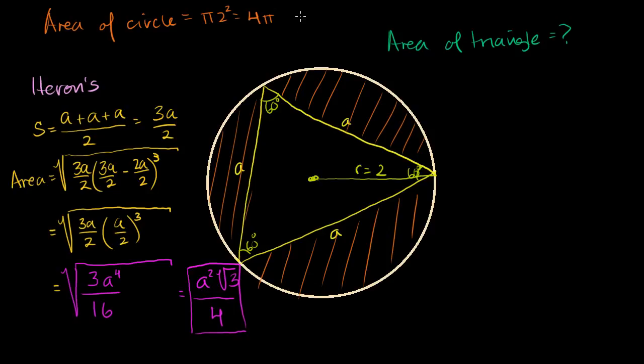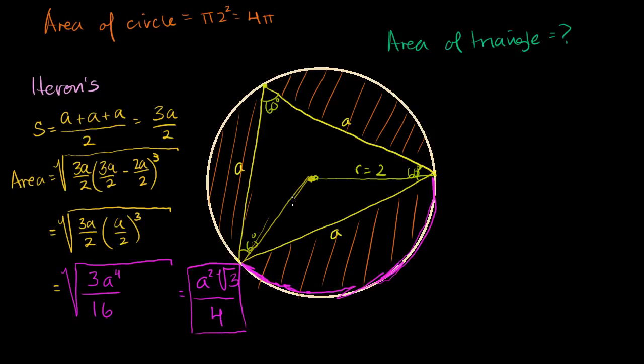Now, let's see if we can use the last video where I talked about the relationship between an inscribed angle and a central angle. So this is an inscribed angle right here. Its vertex is sitting on the circumference. So it is subtending this arc right here. It is subtending that arc right there. And the central angle that is subtending that same arc is this one right here.